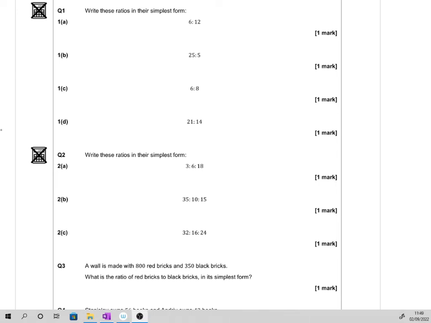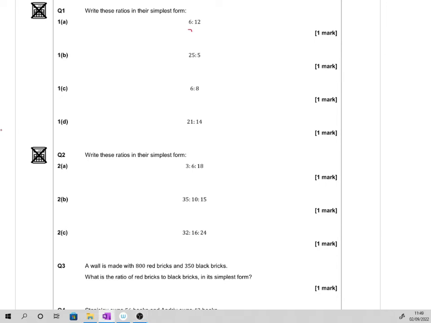Right, here we've got a ratio worksheet. Again, pause, have a go. If you can't do them, go back to the lesson and then come back. So we can't use a calculator on these first two questions. I expect this to be a bit tricky, this one. Write these ratios in their simplest form.